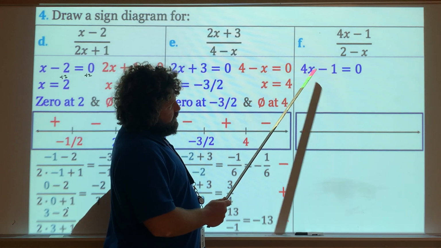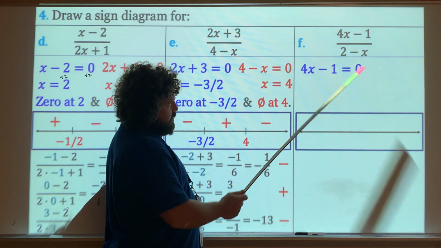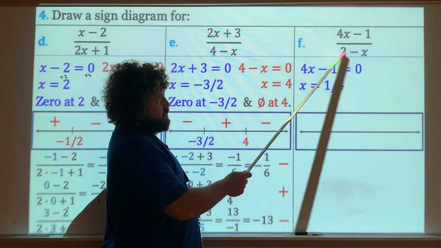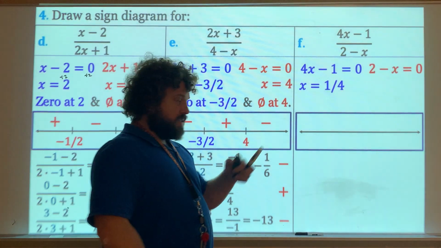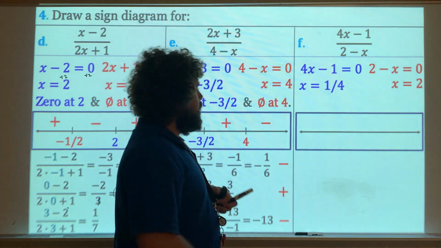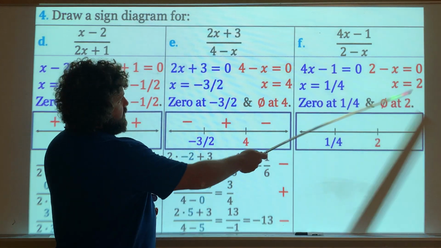Add 1, divide by 4. So 4x equals 1, x equals 1/4. 2 minus x equals 0. Add x to both sides, you get 2 equals x, or x equals 2. All right? You have a 0 at 1/4. You have undefined at 2.